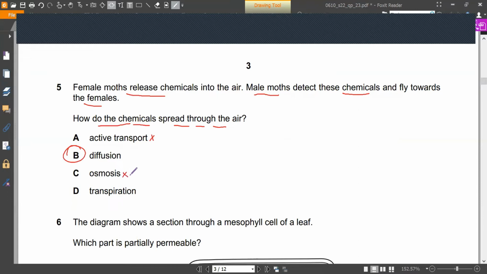Osmosis, no. Osmosis is the movement of water. Transpiration? No. Transpiration is about the loss of water from the plants, so not related to the spread of chemicals.